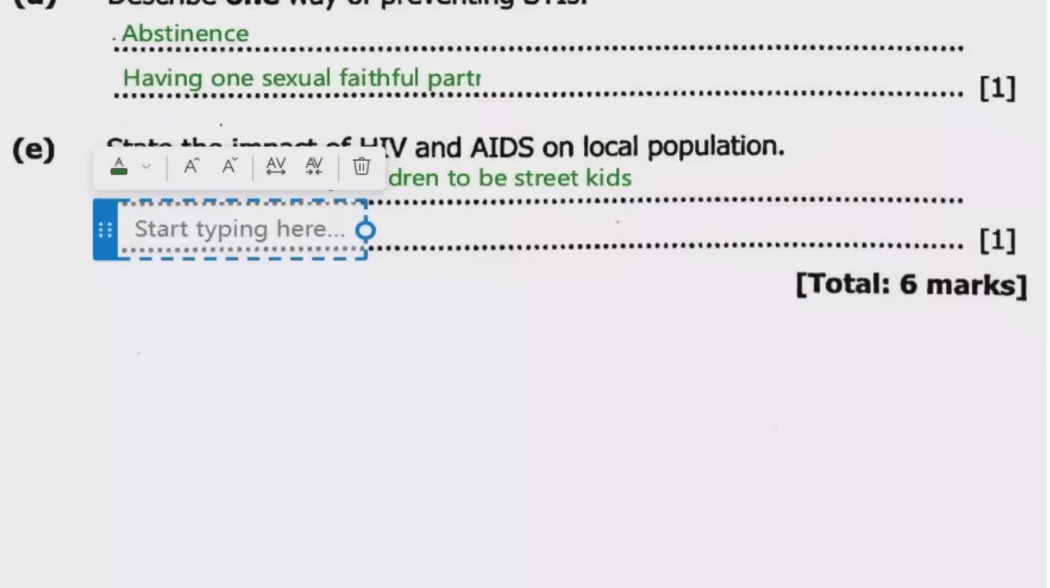Okay, so the other point is what are the impacts of HIV or AIDS? I've talked about street kids. The other one is poverty or child-headed homes. We have got a lot of homes which are headed by children. So children become parents. There are homes where children start heading the home.